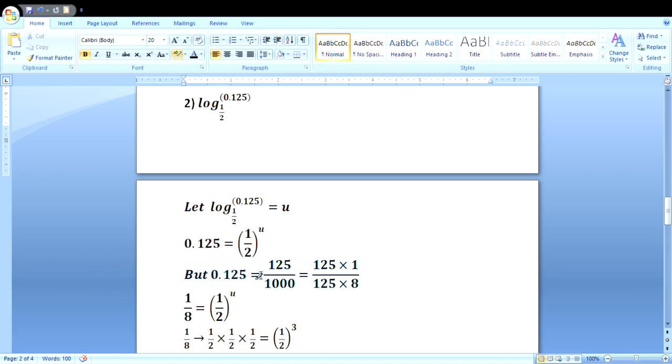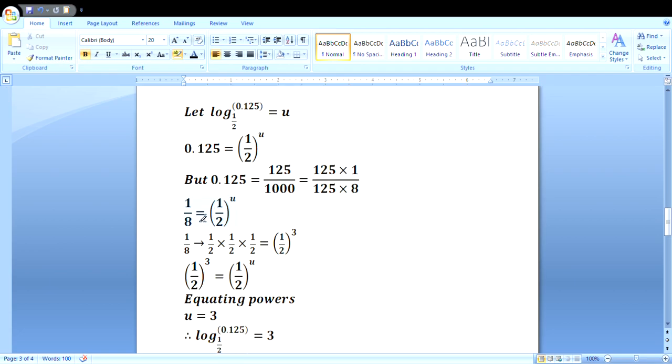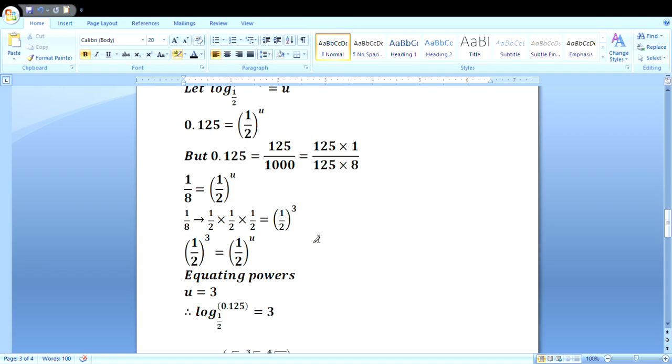So 0.125 is the same thing as 125 over 1000 as a fraction. So 125 times 1, and the denominator 1000 is the same thing as 125 times 8. So the whole of 0.125 is seen as 1 over 8. So this becomes 1 over 8 is equal to half raised to the power of u, but 1 over 8 can also be expressed as half raised to the power of what? 3. So that half raised to the power of 3 is equal to half raised to the power of u. And here you see that the base is half here.